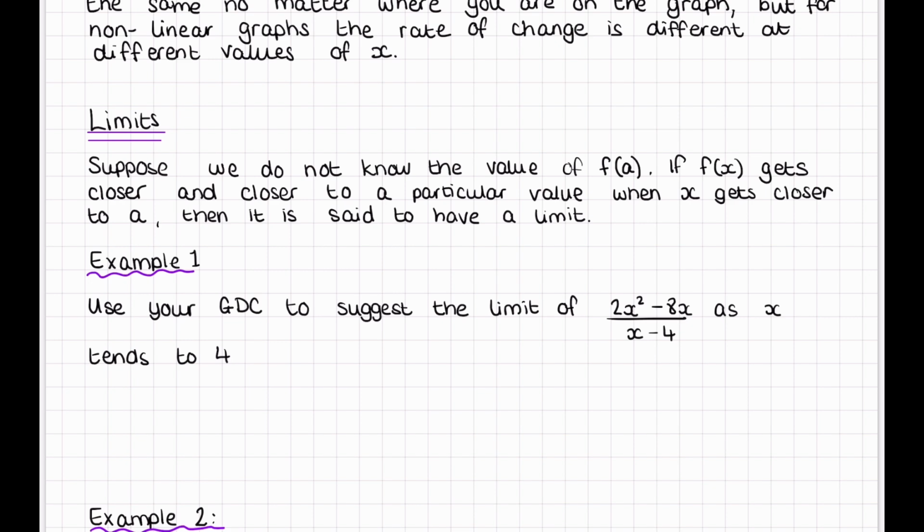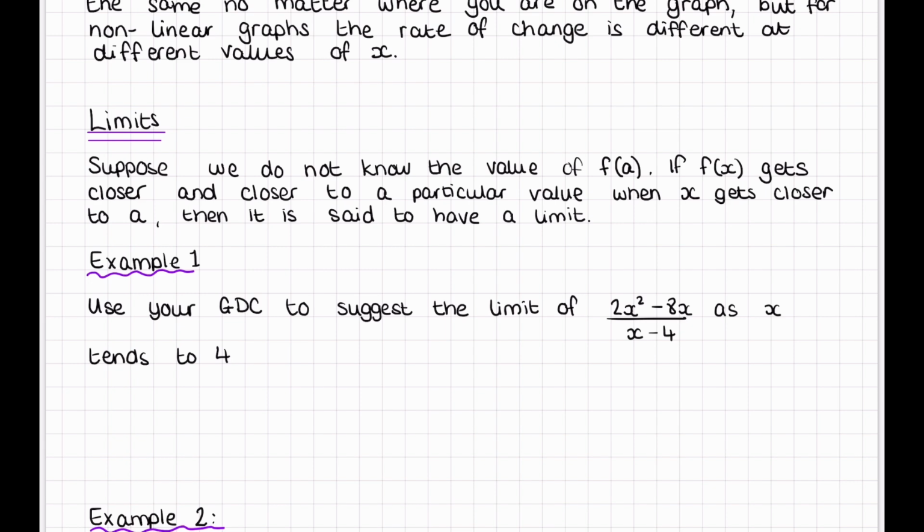So we've just got two examples here to show you what that really means and how we can work this out using our calculator. For the first example, we're going to use your GDC to suggest a limit of 2x squared minus 8x all over x minus 4 as x tends to 4. What x tends to 4 means is that as x is getting closer and closer to 4, what y value are we also getting closer and closer to?